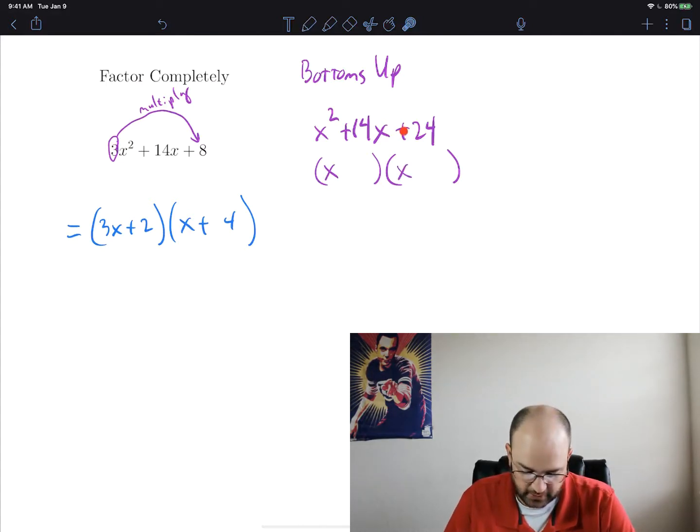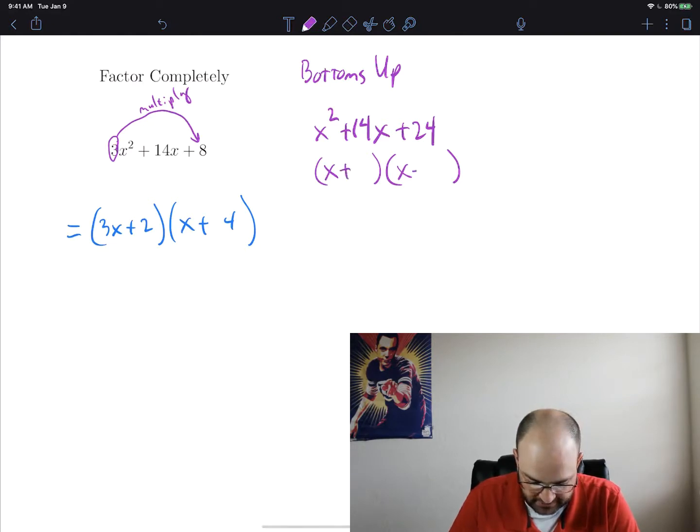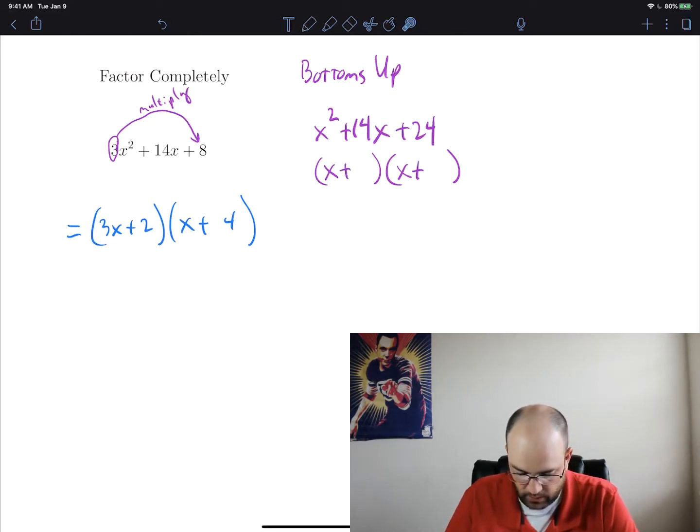Start with the second sign first. That's positive. What does that tell us? That they are the same sign. And since it's the same sign, we look at the first sign, which is positive. That's what they will be. So they will both be positive. Good. Now, what multiplies to 24 and has a sum of 14?